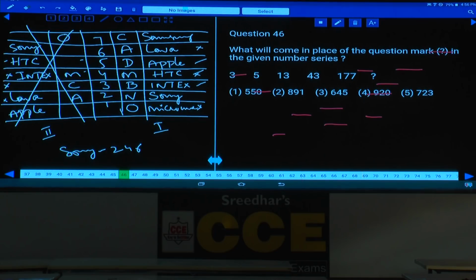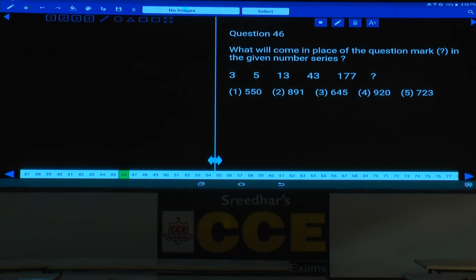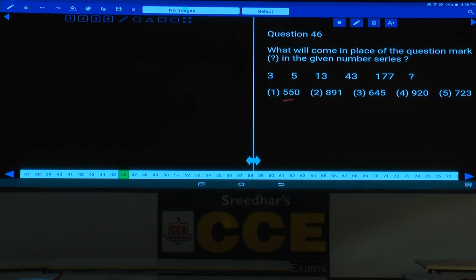Now question number 46. Now 3, 5, 13, 43, 177, then what should be the next one? If you observe the choices, 550, 800, 600, 900, 700, numbers are increasing at a very fast rate. Hence, it must be either product or combination. It does not come under product because 3 and 5 cannot be related in the product. Hence, it must be combination. In the case of combination, we should always try out at the highest number.